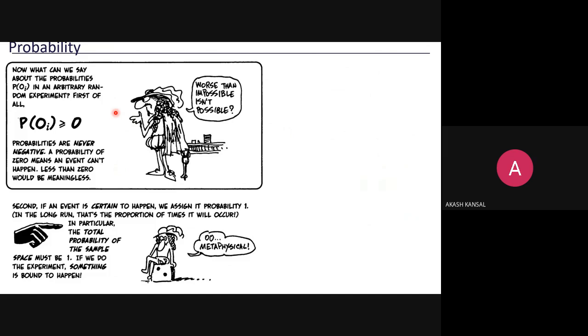So, for example, if I roll a dice and I say what is the probability of getting a number 7, that would be zero because 7 is not there on the dice. Moreover, extending this, we can say that for a sure shot event, the probability is always 1. So if we say that in a roll of dice, what is the probability of getting a number lesser than 7? It will be 1 because all the numbers are lesser than 7.